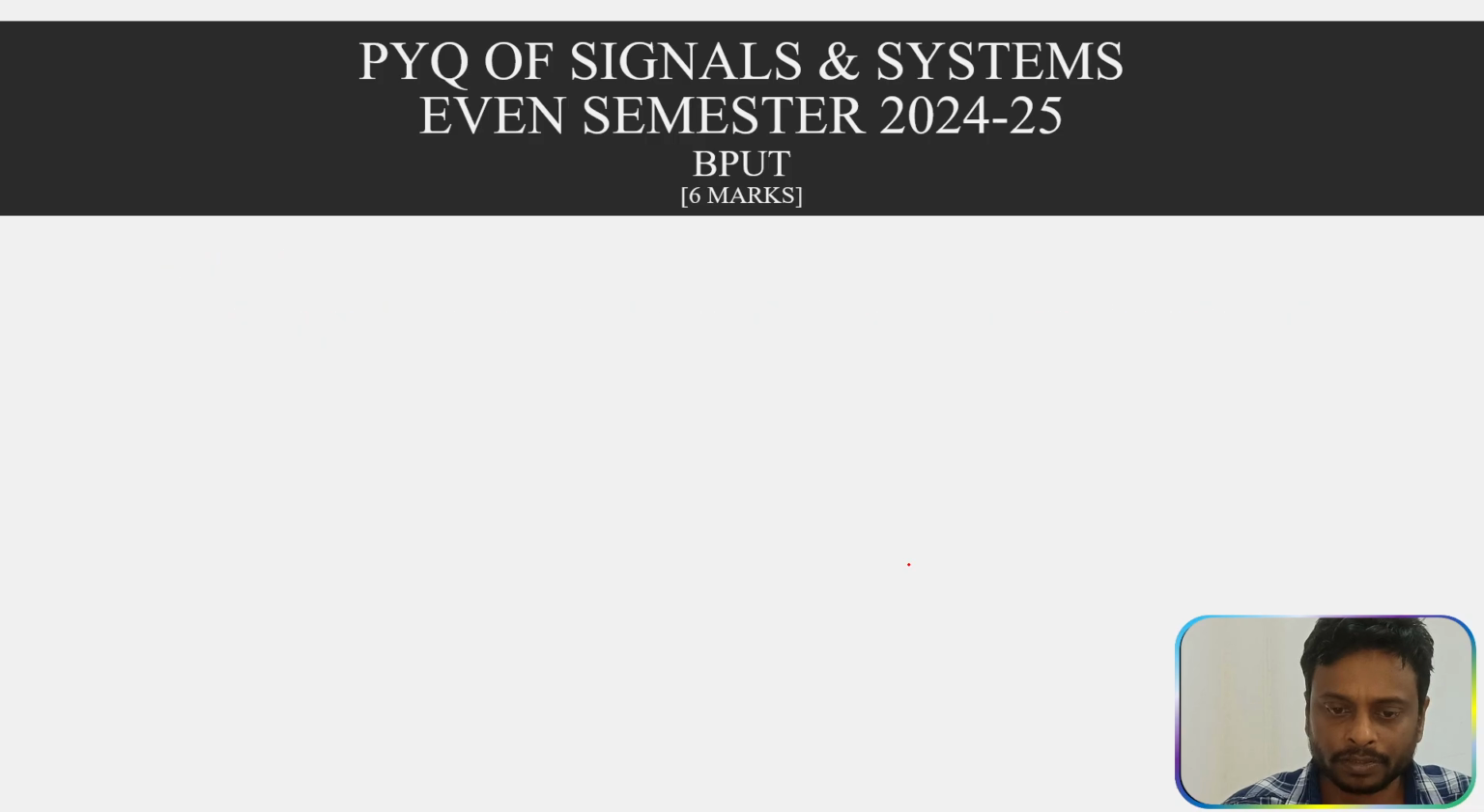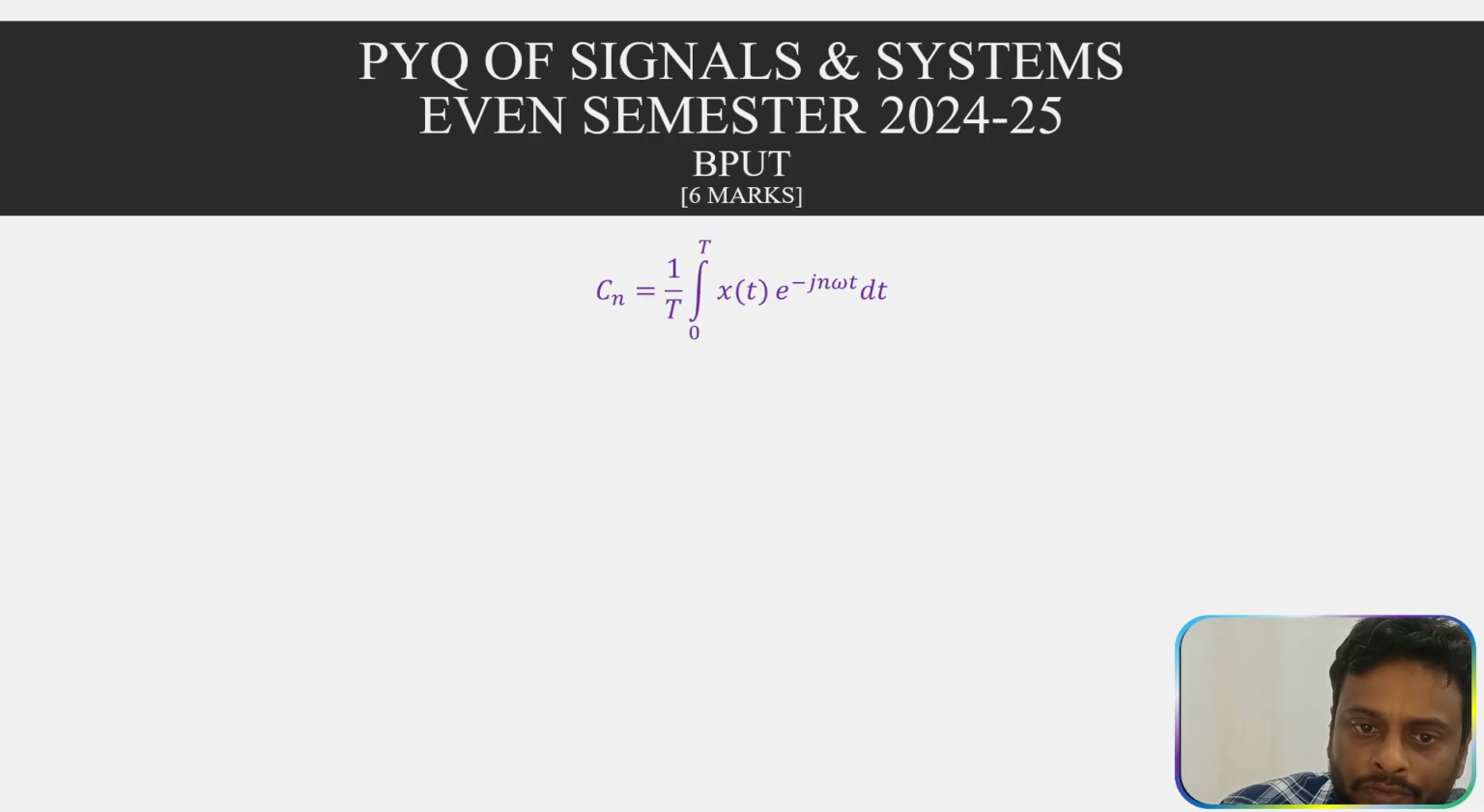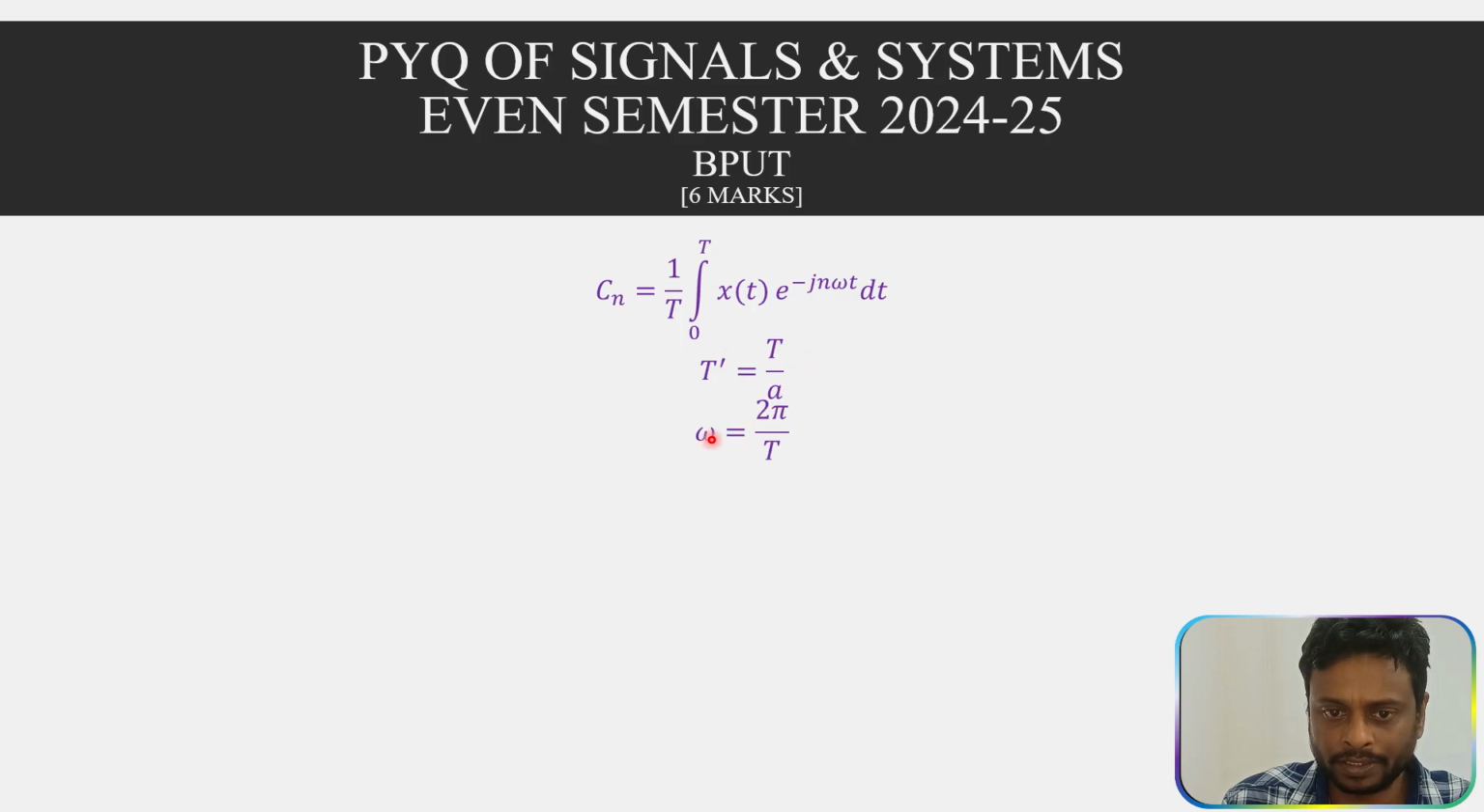So let us check that. Cn is the formula for the continuous time Fourier series coefficient. That will be Cn equal to 1 upon T, 0 to T, x of t e to the minus j n omega t dt. Let us take T prime equal to T by a. Omega equal to 2 pi by T, so omega prime equal to 2 pi by T prime. That will be, with T prime equal to T by a, a into omega.